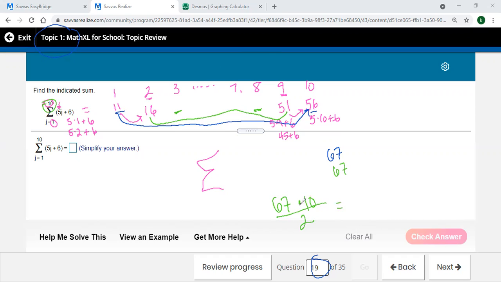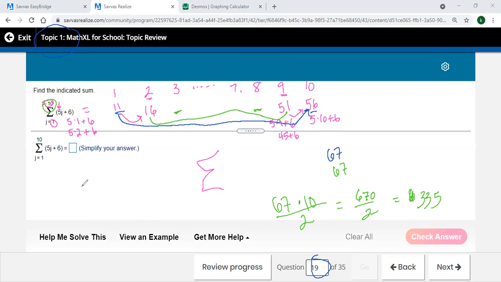So in this case, that's going to be 67 times 5, or you could go multiply across. 67 times 10 is 670 divided by the 2. And I believe that's going to be 335. If you double the 335, I think you'll get 670. So anyway, that's how this notation works.